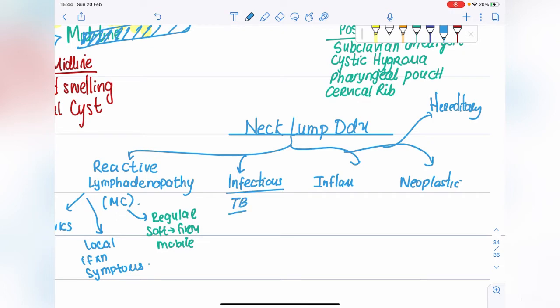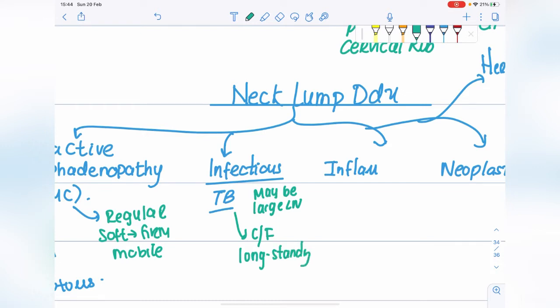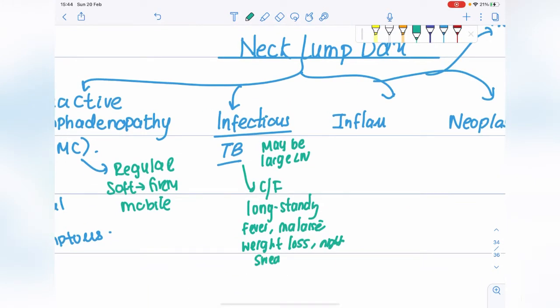Infectious swelling, TB. TB affects the lymph nodes, and the lymph nodes appear large. TB's clinical features present with long-standing fever, malaise, weight loss, and night sweats, you know, the constitutional features of TB. This patient also presents with a history of foreign travel or homelessness or contact with someone who has TB.